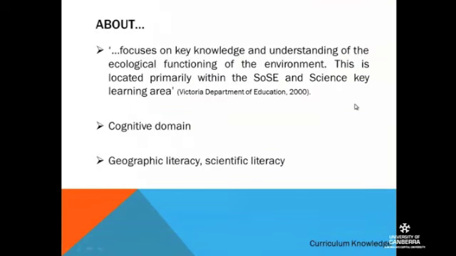Okay, about has a specific focus. It's focusing on your knowledge, your understandings, and often some skills. But that's what it's about. And it is your science stuff, it's your SOSE stuff coming together. So it starts with place, geography. It starts with your geographical concepts, and it also goes to your scientific concepts or literacy. And it's the cognitive domain, so that's what you're working on there.